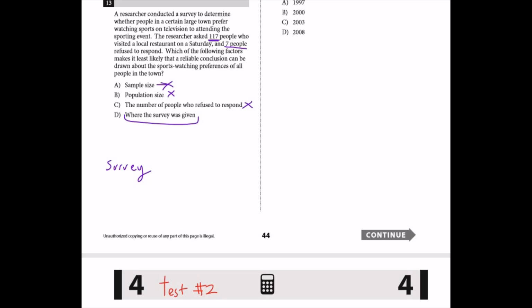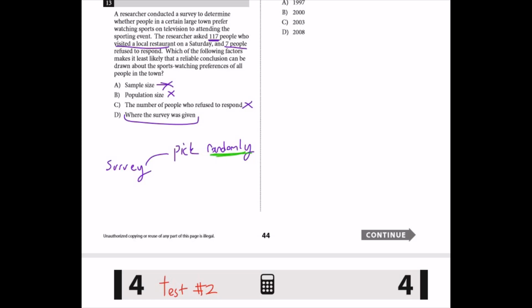Survey is given at a local restaurant, people who visited the local restaurant. So in a survey you have to pick people randomly. If you don't pick people randomly, this is the keyword, then the survey is less reliable.